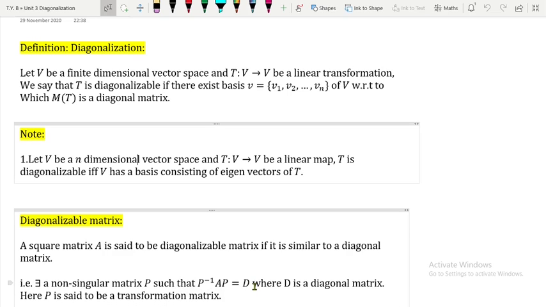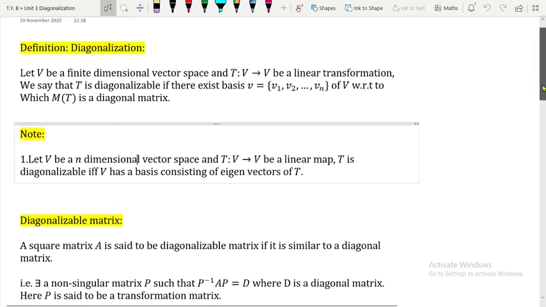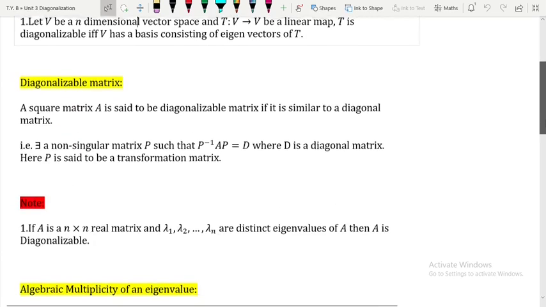Now the question is how to find that non-singular matrix P. We will see that while discussing some examples, then you will get the idea. So right now just keep it in mind, a matrix will be diagonalizable if it is similar to a diagonal matrix. Meaning there should exist a non-singular matrix P such that P inverse AP should be equal to D, where D is a diagonal matrix.